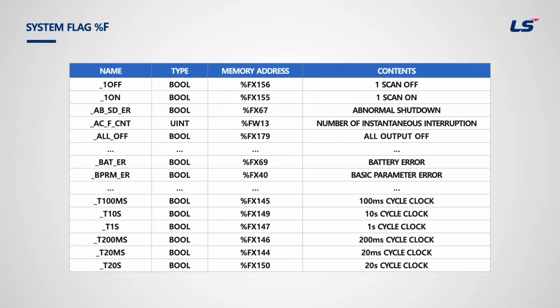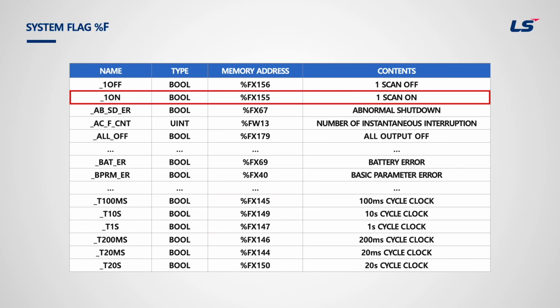This is a list of System Flags. System Flag is announced by the manufacturer and is allocated in F area. For example, in the table, the address for one scan on flag is FX155, and users cannot write data in the flag.